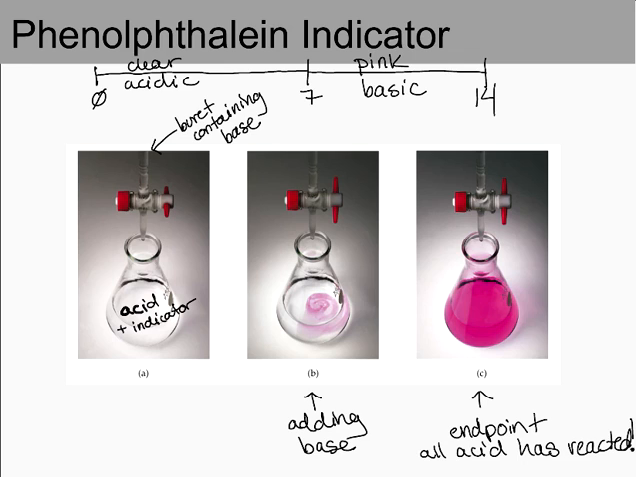So if this is our pH scale at the top, again, between 0 and 7 for pH, phenolphthalein is clear. And then as soon as we hit that neutral point or a little bit above it, the phenolphthalein turns pink. So under basic conditions, phenolphthalein is pink. And that's how we know we've reached the neutral point of our reaction.